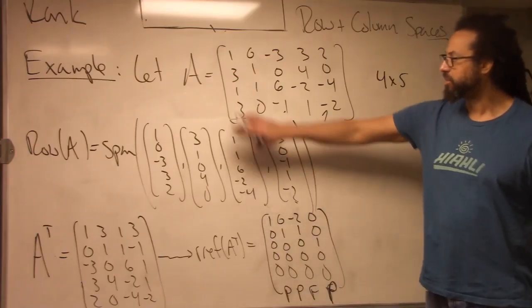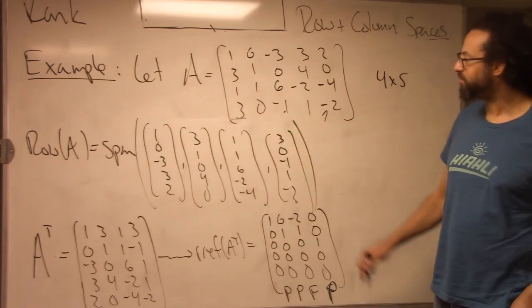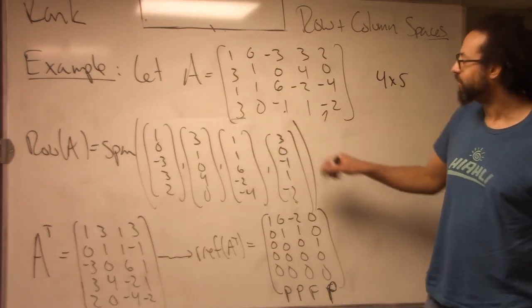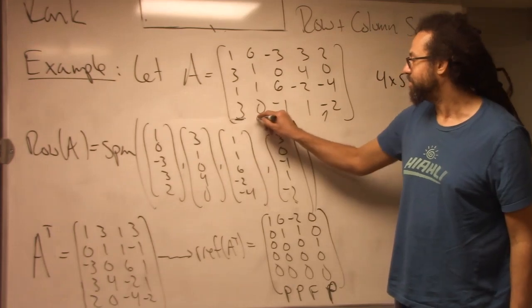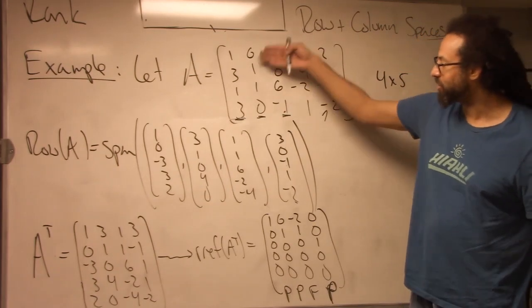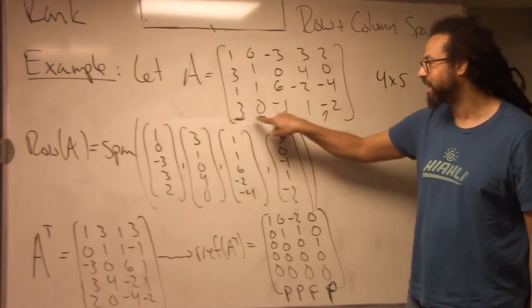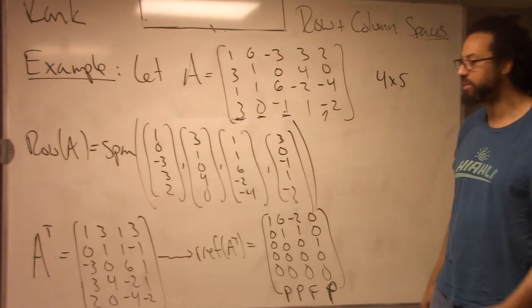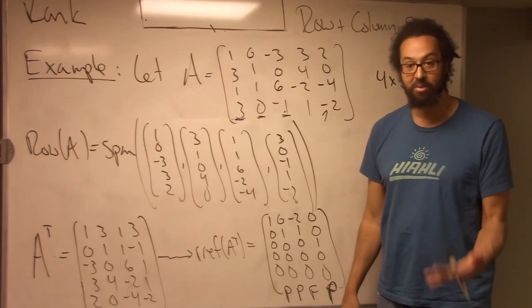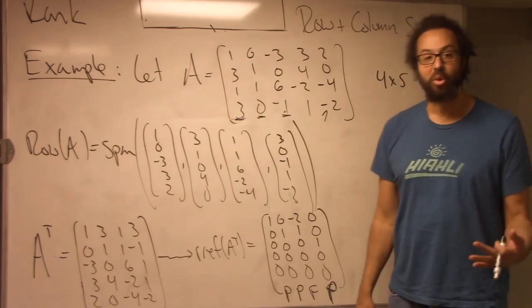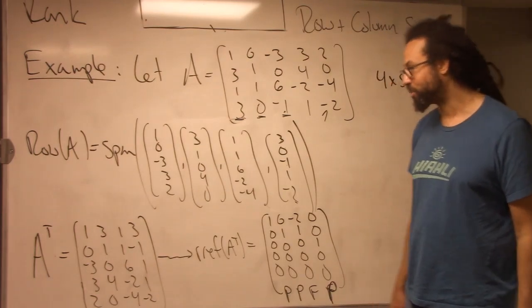All right, so here's our 4x5 matrix A. We found the column space was just generated by these three columns, right? So all of the columns can be written as a linear combination of these three columns. So we saw the dimension of the column space is 3. What is the row space? What is a basis for the row space?